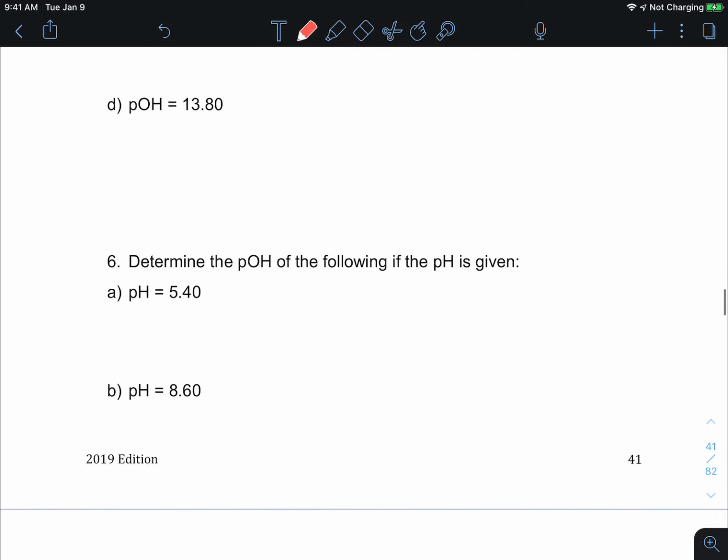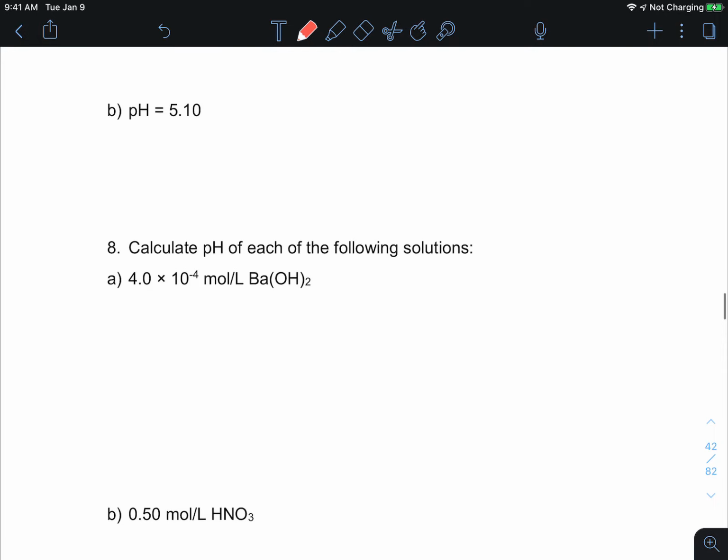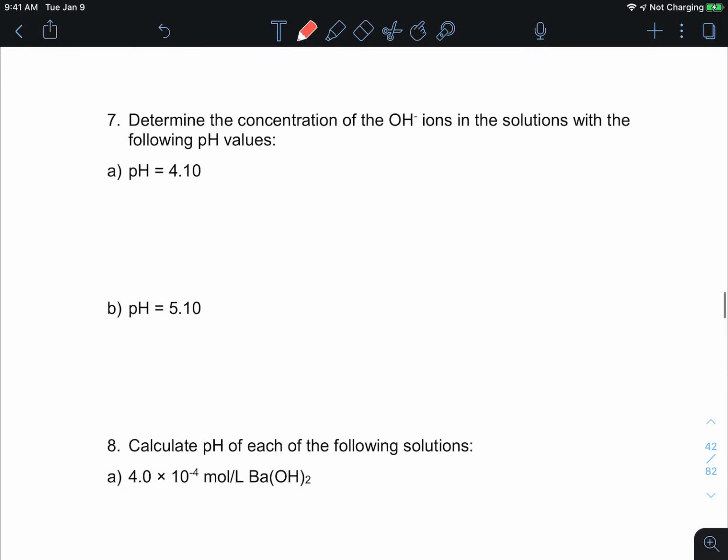Okay, and these are all very similar. So let's try one more of these, and then we'll go to question 8, where we have some more of these challenging questions.